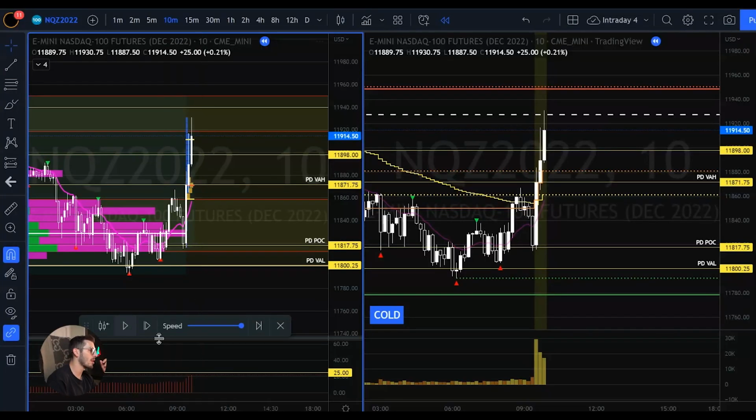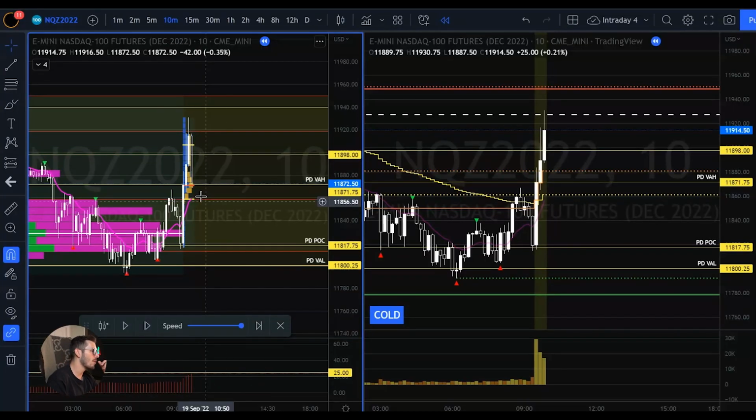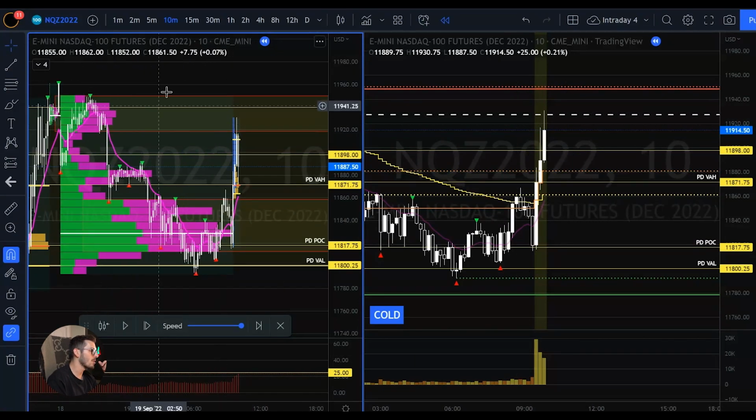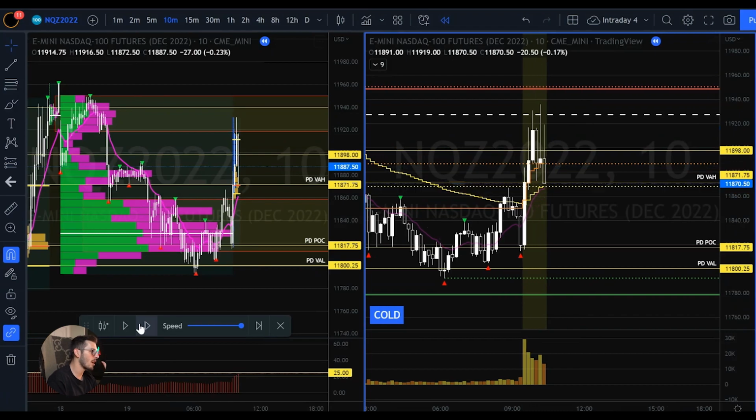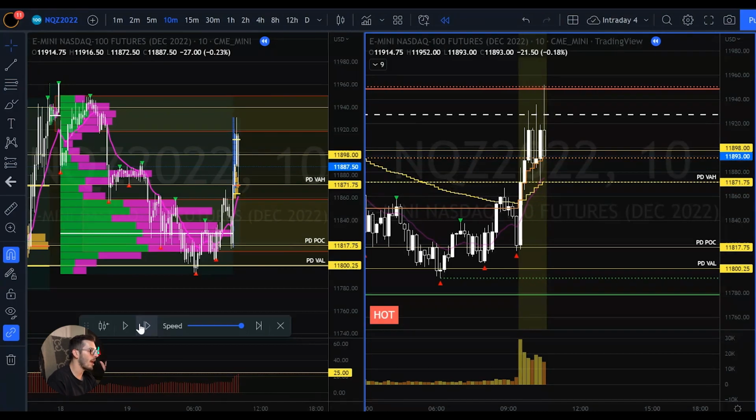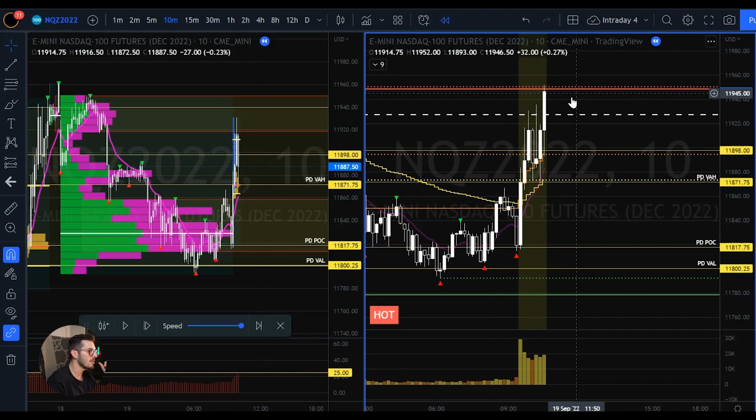Let's take a further look here and see what's going on. We do end up getting a bit of a rejection from this prior day close along with this overnight high volume area. So this is around 10 a.m. now, and I'm just letting it do its thing. Not really eager to get in anything yet. And we start seeing that sustained push.